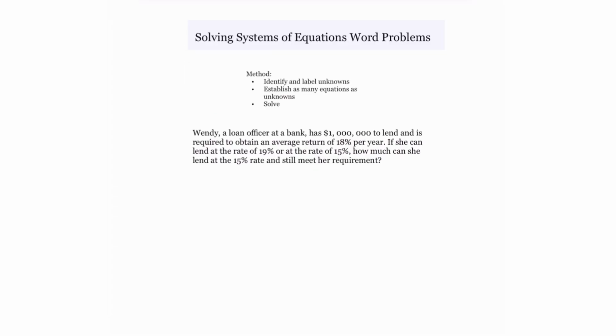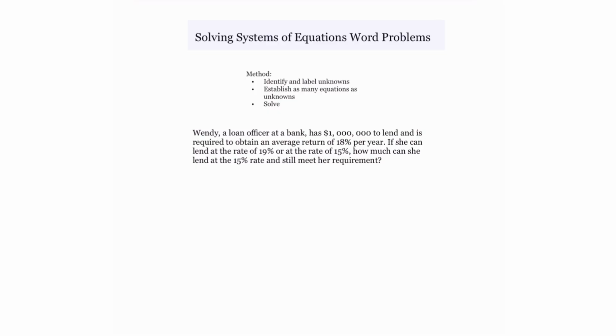For this next problem, we have Wendy, a loan officer at a bank that has $1 million to lend and is required to obtain an average return of 18% per year. If she can lend at the rate of 19% or at the rate of 15%, how much can she lend at the 15% rate and still meet her requirement?